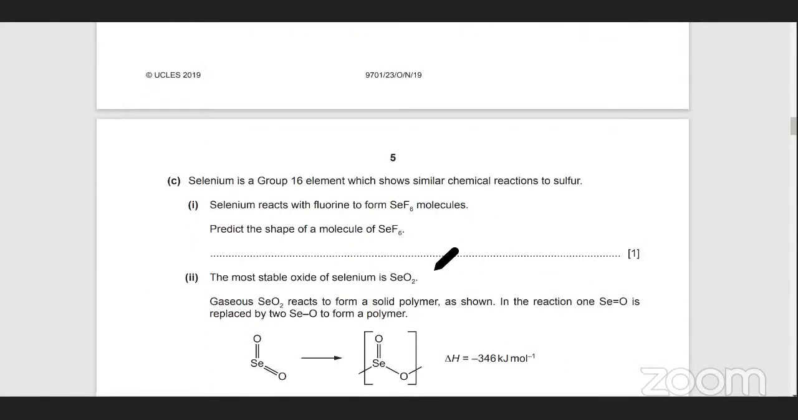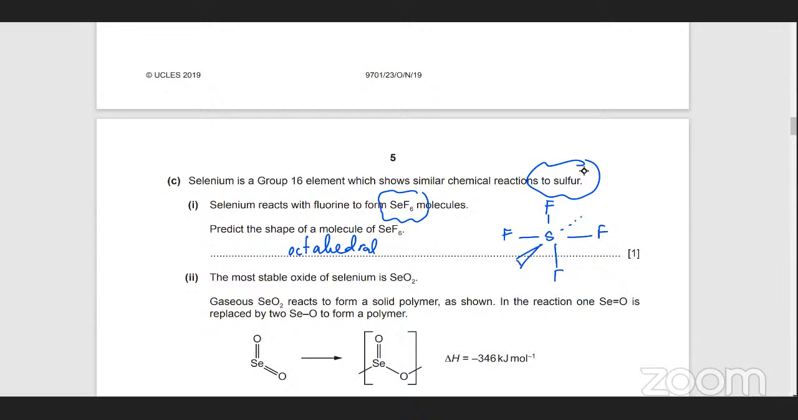So the next one: selenium is a group 16 element which shows similar chemical properties to sulfur. So he's basically talking about sulfur. Selenium reacts with, what will the shape be? 6 bonds. What's the shape with 6 bonds? Octahedral. Octahedral means there's going to be one bond on top, one on the right, one on the left, one at the bottom, one at the back, and one coming at the front.